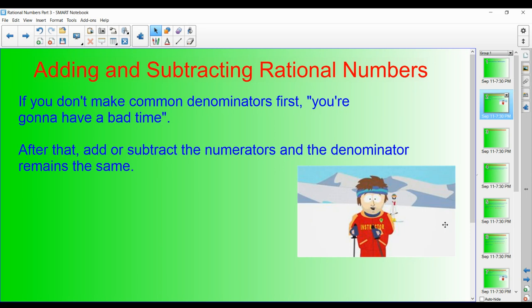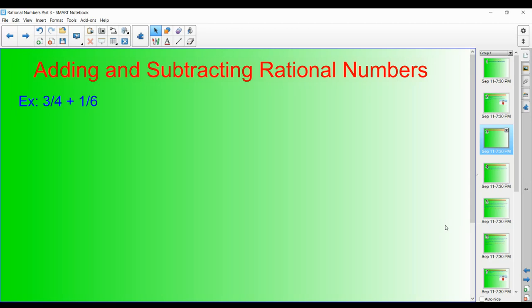So adding and subtracting fractions, I would consider more challenging than multiplying and dividing. So we'll start with those. So the key for adding and subtracting fractions: make a common denominator. If they have a common denominator, great. That's half of the battle. But if they don't, we've got to make the denominators common, and then we're going to add or subtract the numerators. So let's look at an example.